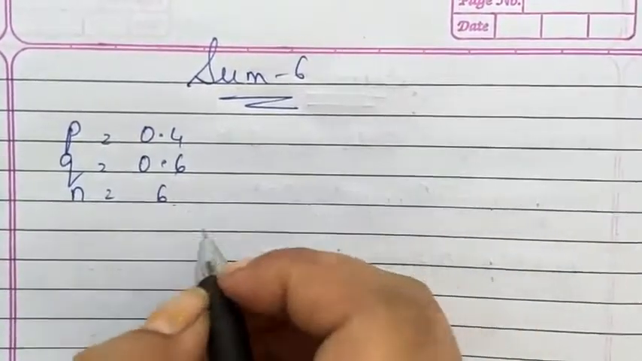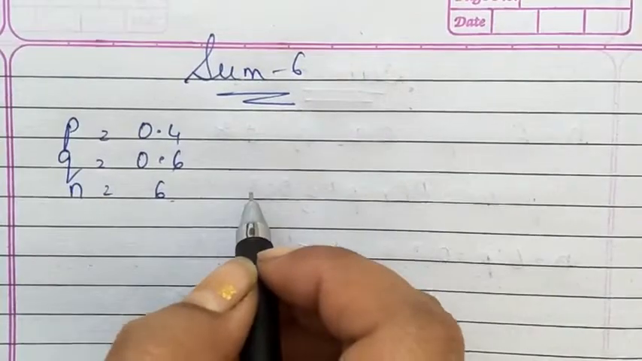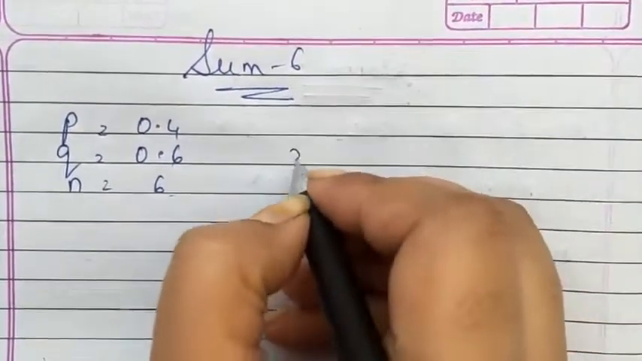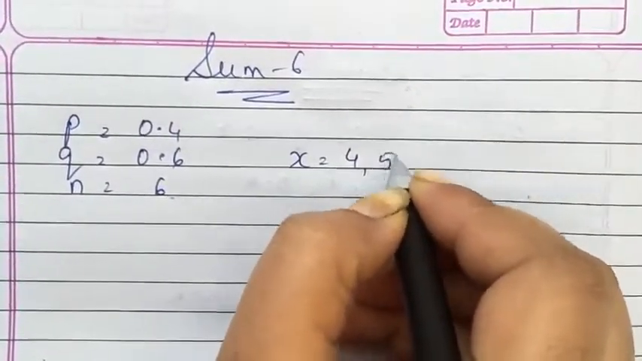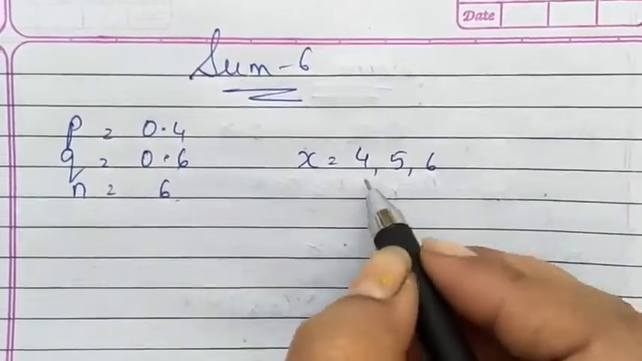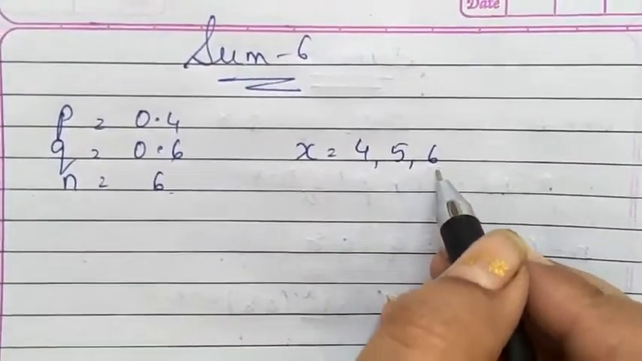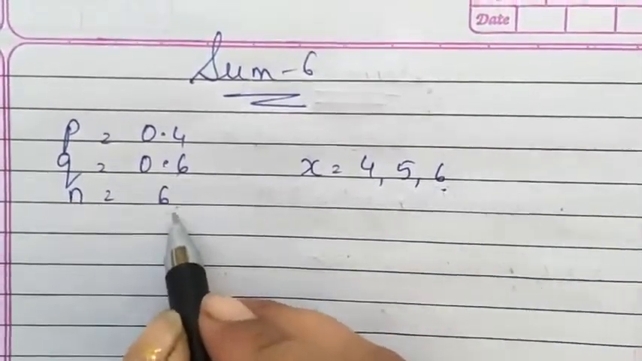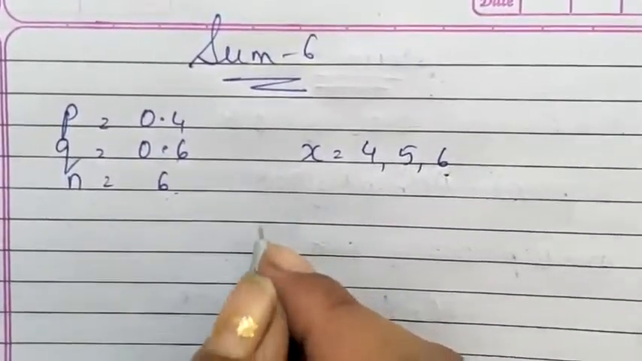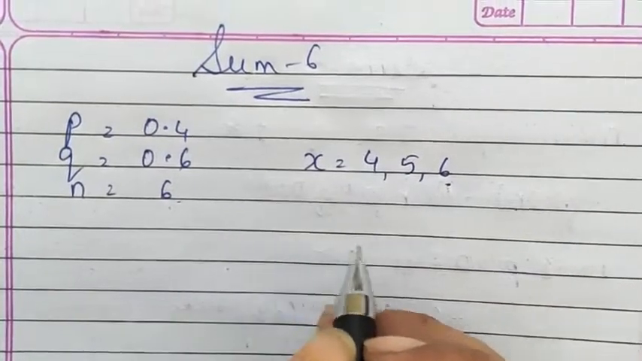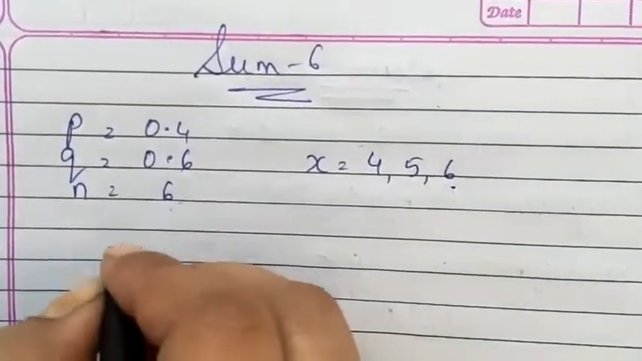Here at least 4 students pass in the exam, so that means our x is 4, 5, 6. At least means the minimum, so minimum is 4, so 4, 5, 6, and maximum is 6. How? Because n is 6. Clear? So now x is a binomial random variable, so let us place the formula.